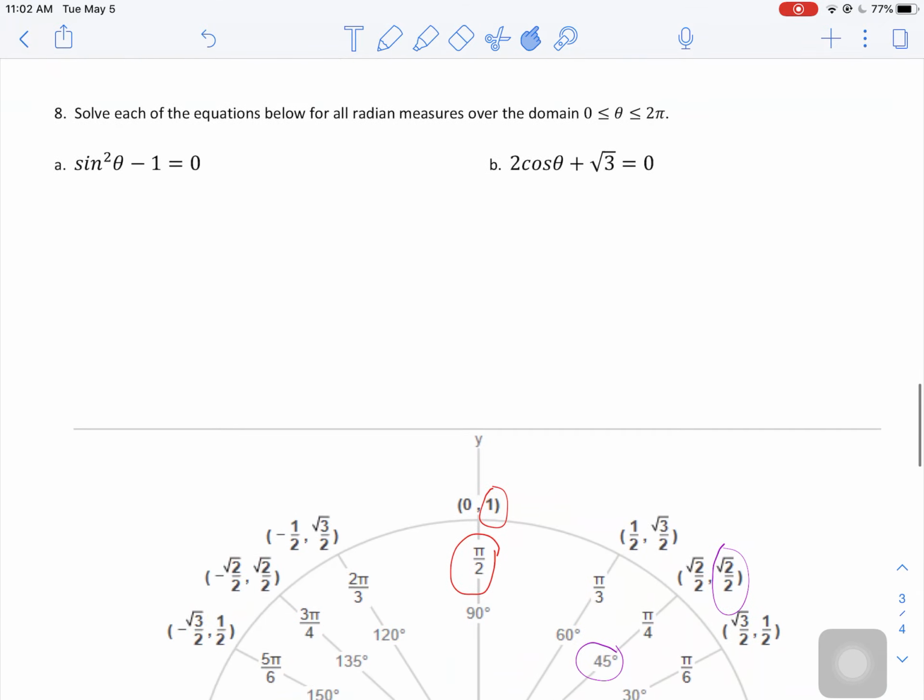And then this last question, this is the newest thing you've learned. We want to solve each of the equations below for all radian measures over the domain 0 is less than or equal to theta, which is less than or equal to 2 pi. So the goal with these problems is to isolate the trig function and the theta. On part A, we want to isolate this. So I'm going to add 1 to both sides of the equation to get sine squared theta equals 1.